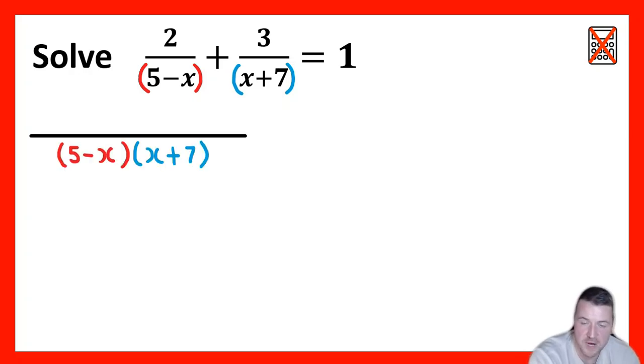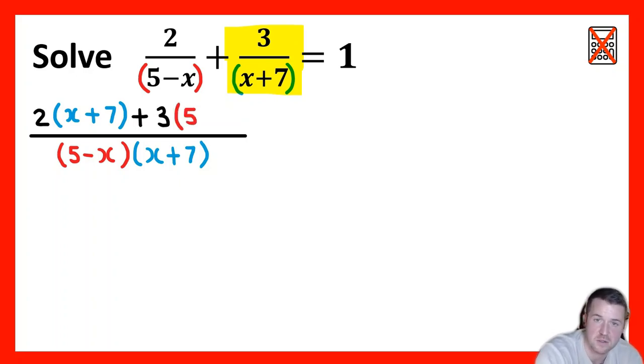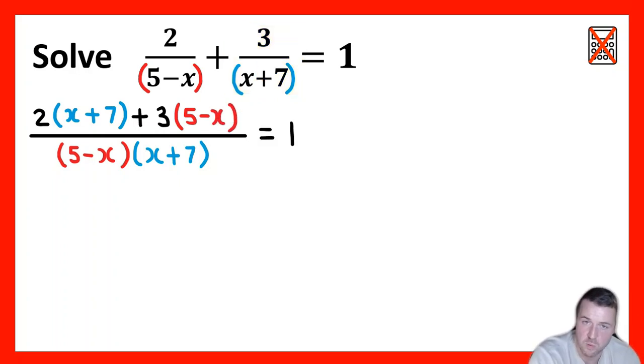So writing as a single fraction with my common denominator 5 minus x, x plus 7, since this fraction on the left has been multiplied by x plus 7 at the bottom, I'll need to keep it as an equivalent fraction by multiplying by x plus 7 at the top for the numerator, giving me 2 lots of x plus 7. This is being added, and again x plus 7 has been multiplied by 5 minus x. So to keep this as an equivalent fraction, I'll also need to multiply the top by 5 minus x. So we'd be adding 3 lots of 5 minus x, and this is equal to 1 on the right hand side of the equation.